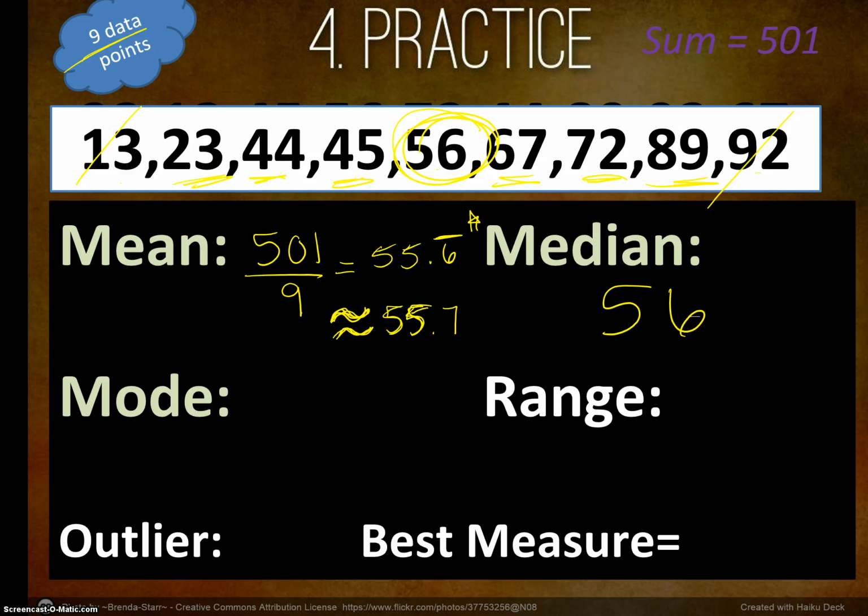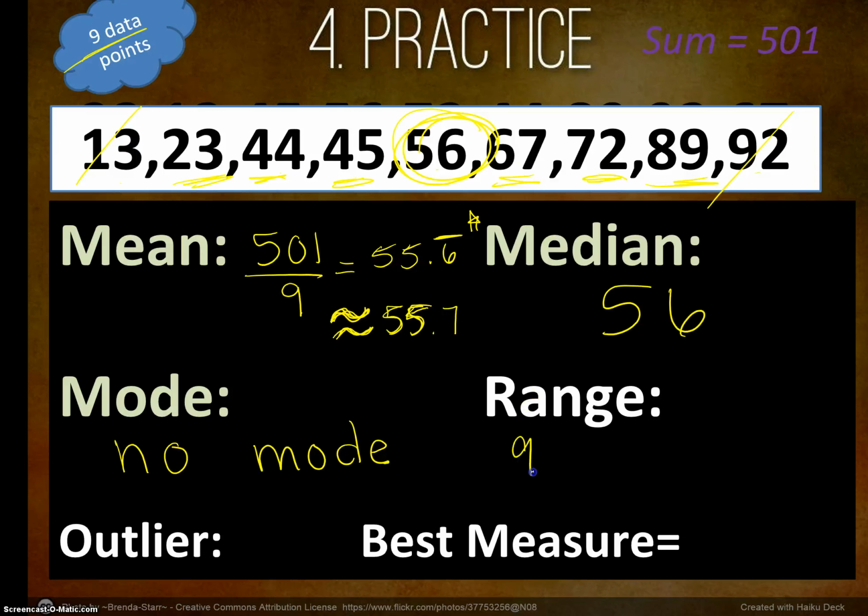The mode is the number that happens the most. So when you look at your data set, once it's in order from least to greatest, you can tell that there's no numbers that repeat. And when there's no numbers that repeat, you write the words no mode. Again, you cannot write 0 because 0 is a number, and if 0 was written here, that would mean 0 would have to be in your data set multiple times, and in this case, it's not.